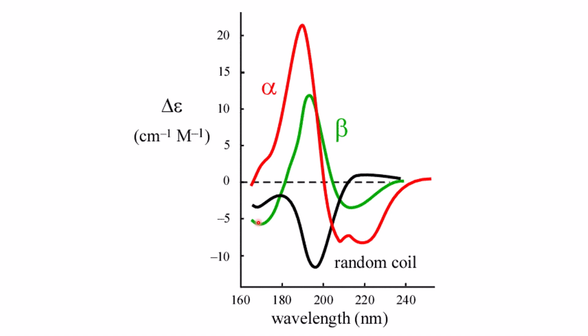Now if you take the condition of beta sheet, it has one positive peak and one negative peak. The negative peak will be somewhere in the range of 216 to 218 nanometers, and the positive peak will be somewhere around 195 to 198. Now if it is in the random coil conformation, then you have one negative peak and one positive peak. The negative peak will be around 195 nanometers, and the positive peak will be around 200 nanometers. That is in the case of random coil.